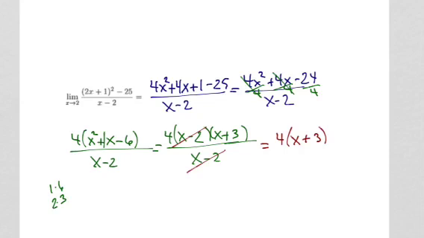Now at this point, we can go back to the start and rewrite this problem as the limit as x approaches 2 of 4 times x plus 3. Again, originally x equals 2 would have made a denominator that was undefined, a 0. So now I plug that number in. 2 plus 3 is 5, times 4, and I get an answer of 20.